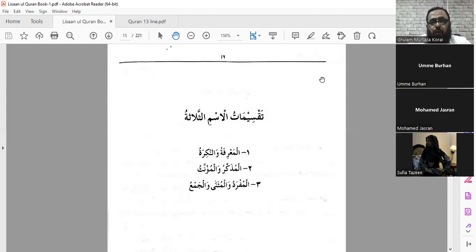Number two, when we talk about al-mudhakkaru wal-mu'annathu. Mudhakkar means masculine gender. The meaning can be understood from the name of a person, whether it is masculine or not. Then when we talk about mu'annath, there are three ways to understand that. First of all, any feminine name can be understood from its name, like Maryam, Zainabu. Now these are the names.